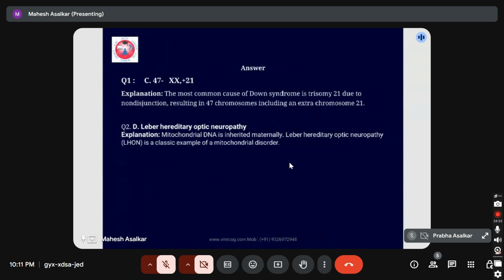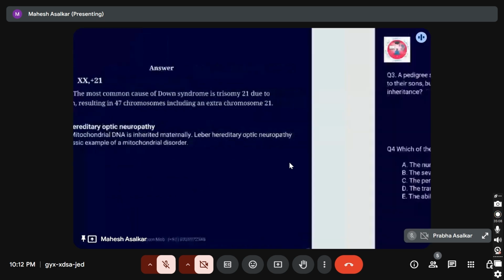Okay. Question number one is 47 XX plus 21. The most common cause of Down syndrome is trisomy 21 due to non-disjunction, resulting in 47 chromosomes, including an extra chromosome 21. And the second question is Leber hereditary optic neuropathy. It is a mitochondrial DNA disorder, which is inherited maternally. So mitochondrial disorders are exclusively coming from mother. Leber hereditary optic neuropathy, LHON, is a classic example of a mitochondrial disorder.